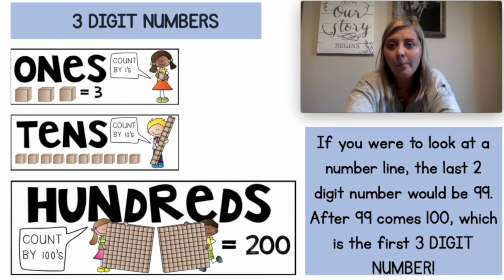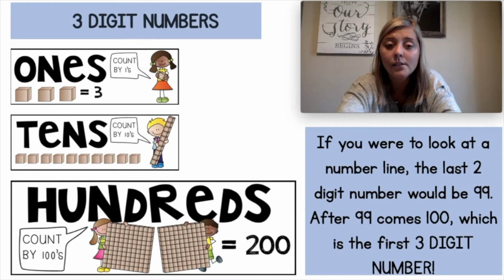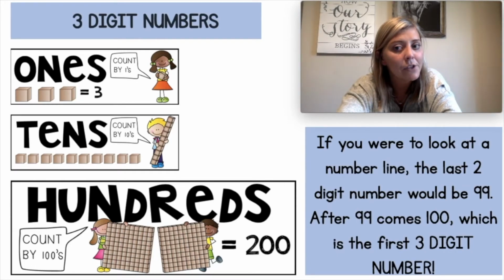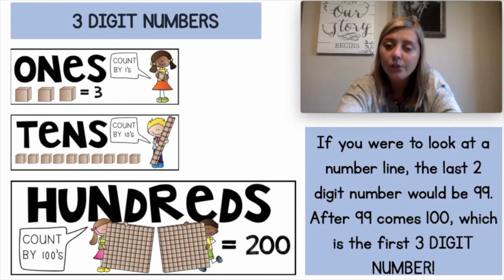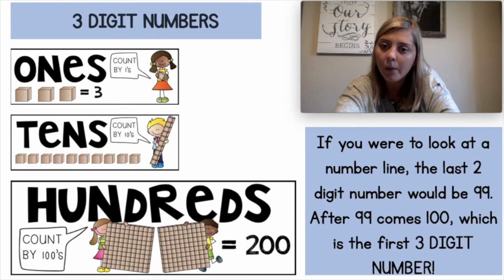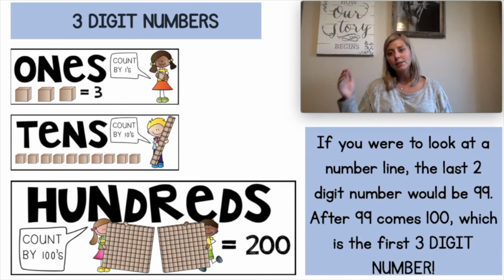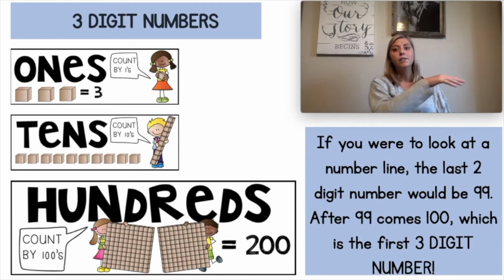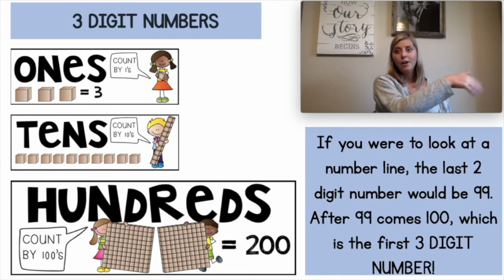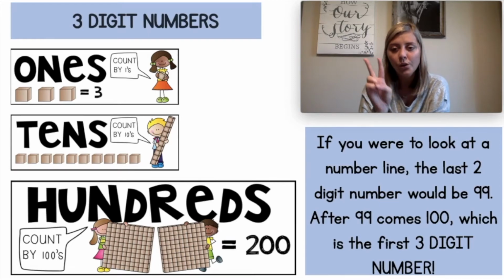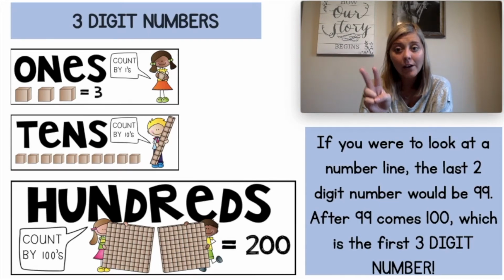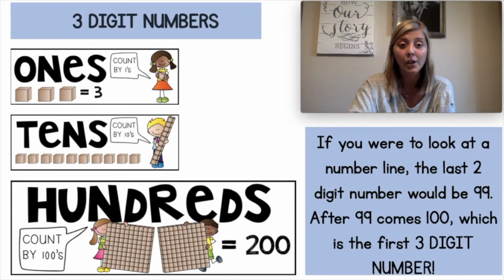In 3-digit numbers, you're going to have ones and tens, but it's different than 2-digit numbers because you're also going to have hundreds. If you were to look at a number line like we were talking about earlier, starting at 0, and then you go 1, 2, 3, 4, 5, all the way to 90, then all the way to 99. 99 is the last 2-digit number. After 99 comes 100, which is the first 3-digit number.